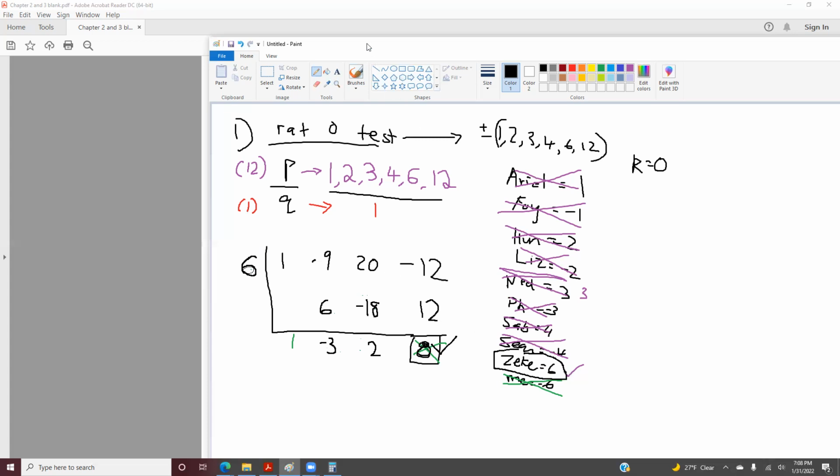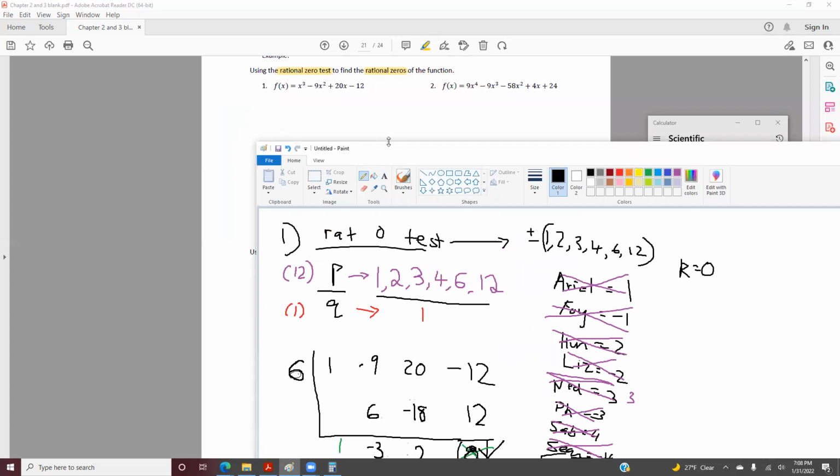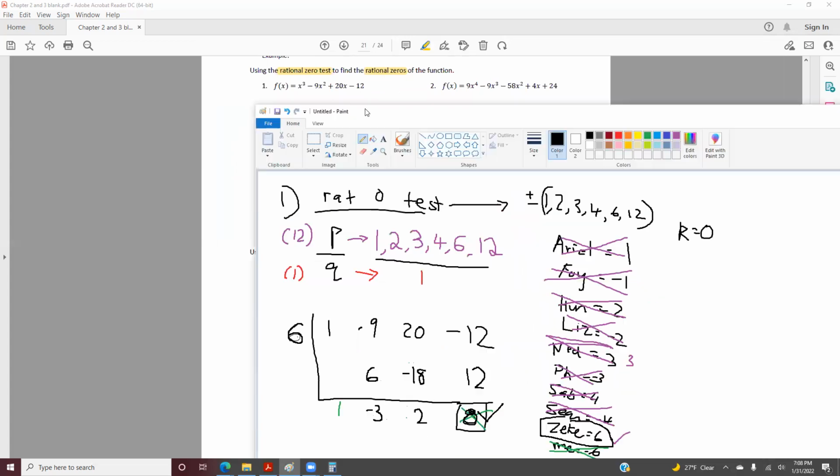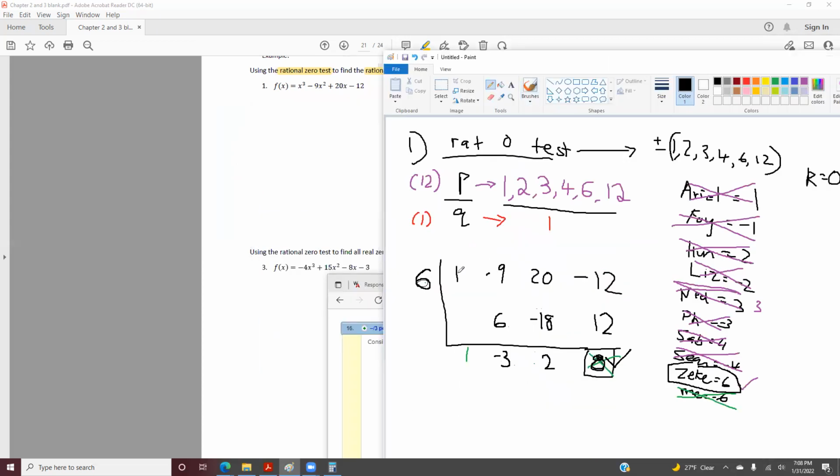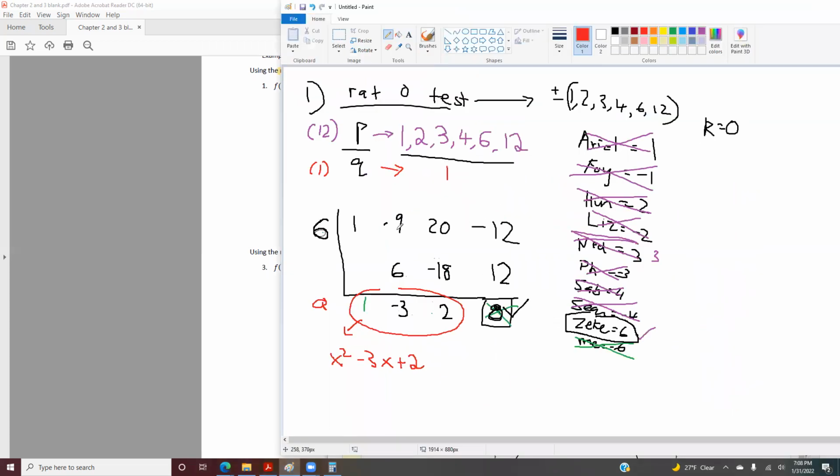So we know 6 works in this case. So 6 is a rational zero, but we know this is a power 3. So how many zeros do you need to have if it's a power 3? You should have 3 zeros. So you only found 1. So the other 2 have to be found in your quotient. Remember your quotient? You will get x squared minus 3x plus 2. This is your quotient here. And in order to find these zeros, you either need to factor it or use the quadratic formula. So it looks like factoring works here.